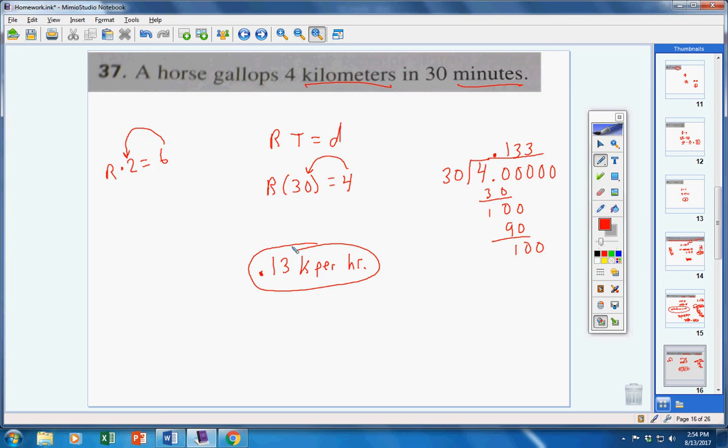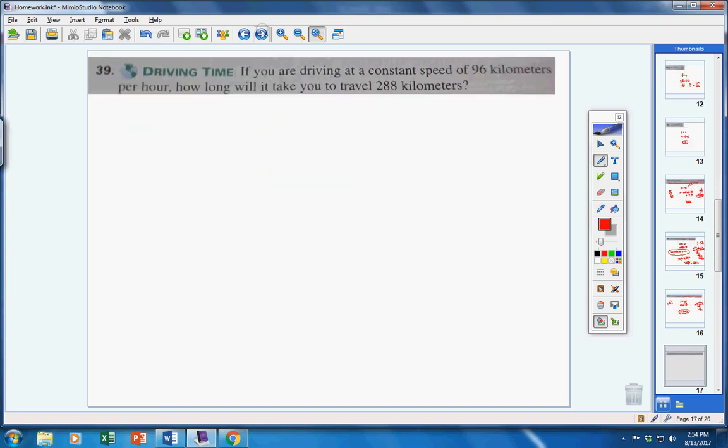Alright. Okay, number 39. You are driving at a speed of 96 kilometers per hour. How long will it take you to travel 288 kilometers? So once again, rate times time equals distance. This time you're looking for time.